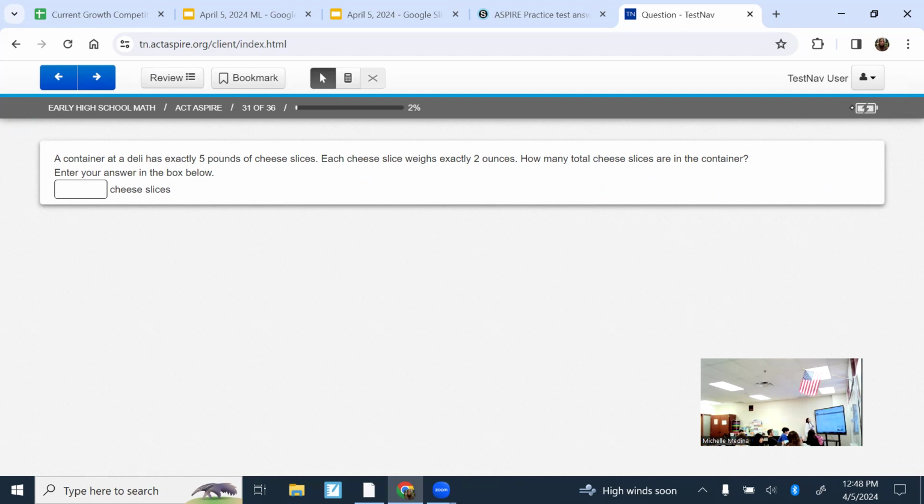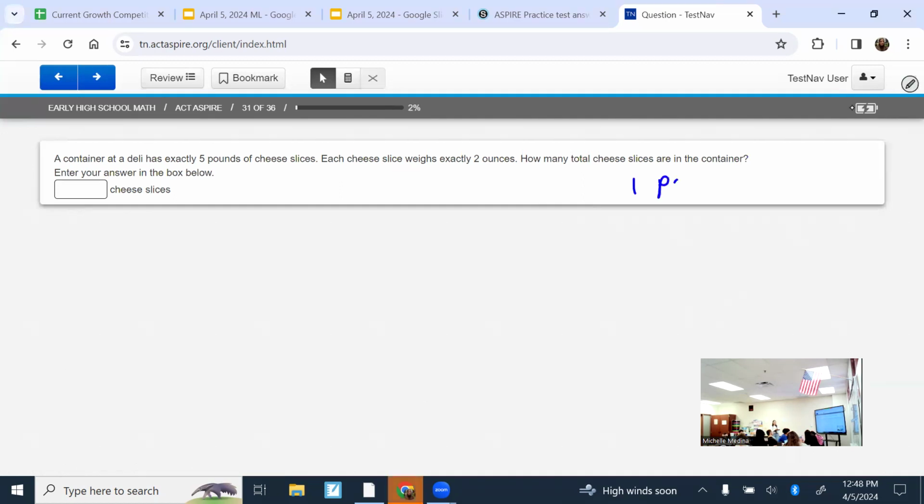For this one, a container at a deli has exactly 5 pounds of cheese slices. Each cheese slice weighs exactly 2 ounces. How many total cheese slices are in the container? So you need to know how many ounces are in a pound.